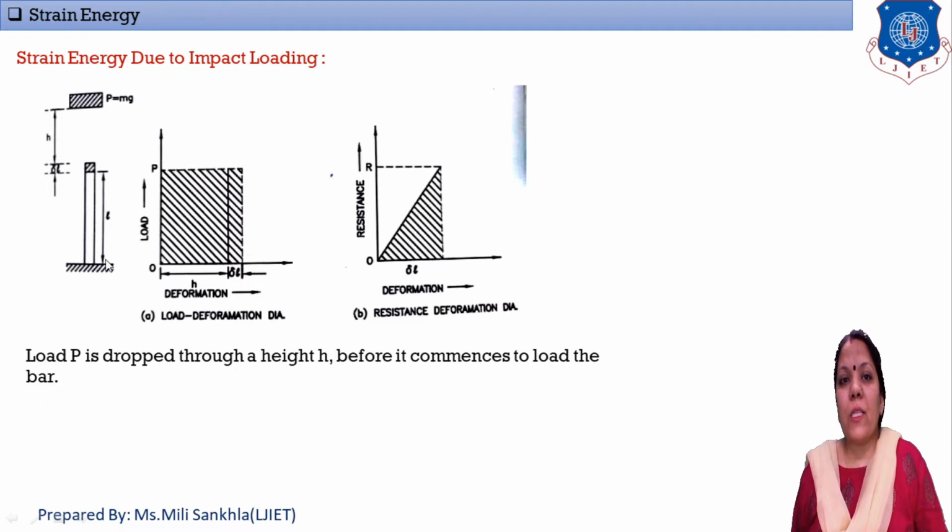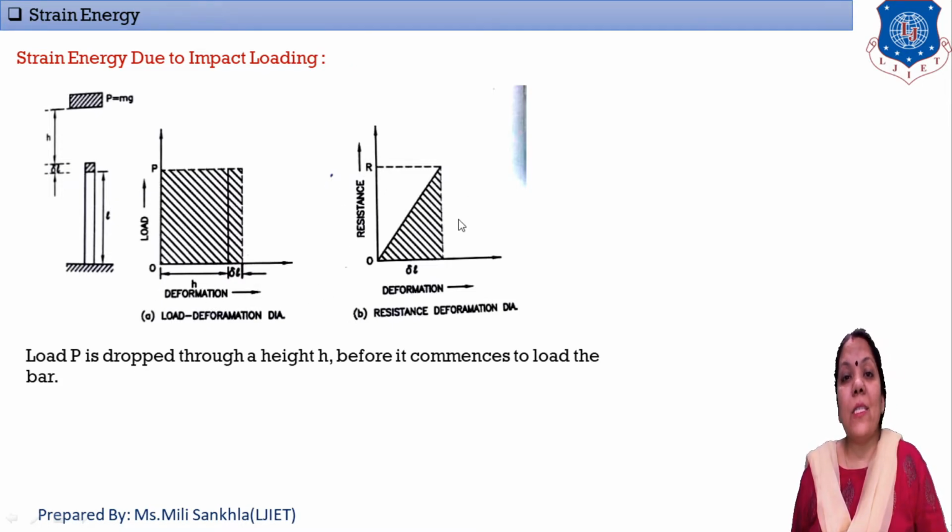According to this application of load, there are two figures. The first figure is our load deformation diagram and the second is our resistance deformation diagram, because the first is the case of work done and the second is the case of work stored. In the first case, load P is applied at height h on the given bar. So P h, and because of this, deformation occurs in the bar, that is delta L. So the load deformation is in the form of height h plus delta L, work done.